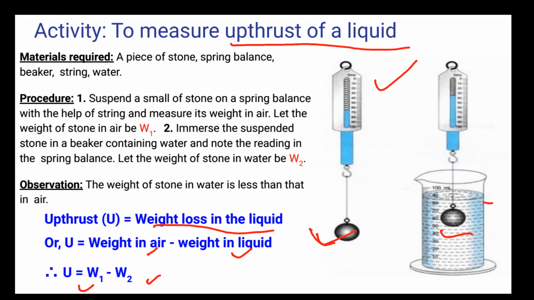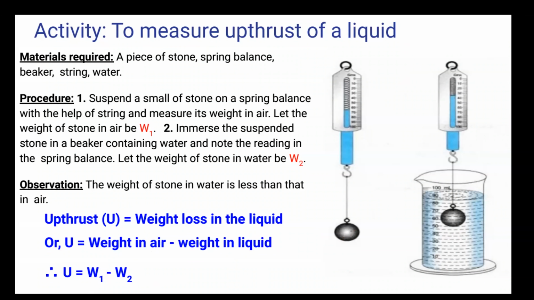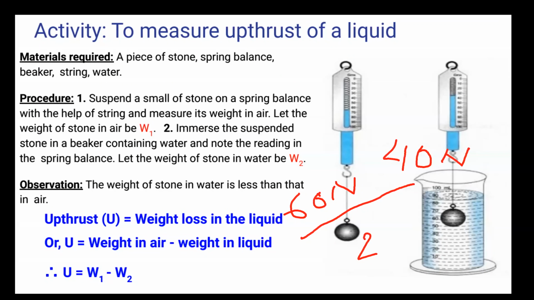For example, when we measure the weight of that body in the air, it is found to be, let's say, 60 Newton. And the same body is immersed inside the liquid. At that time the weight decreases. For example, in the liquid, the spring balance shows the weight of the same body equal to 40 Newton. Once we calculate the difference between these two weights, 60 minus 40, the answer we get is 20 Newton, which is the weight lost by the body in the liquid and the upthrust as well.